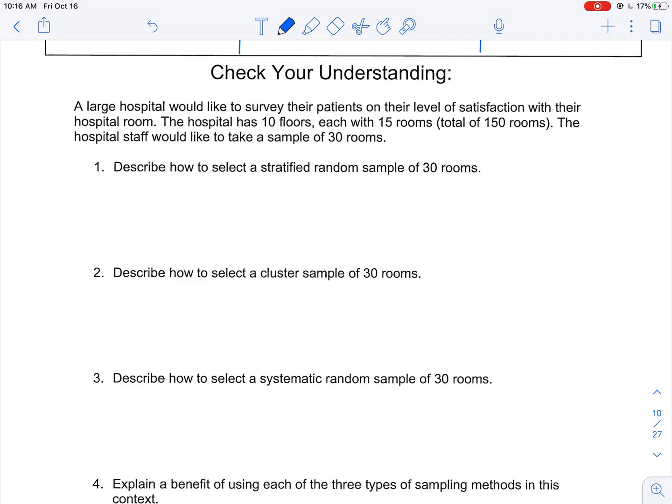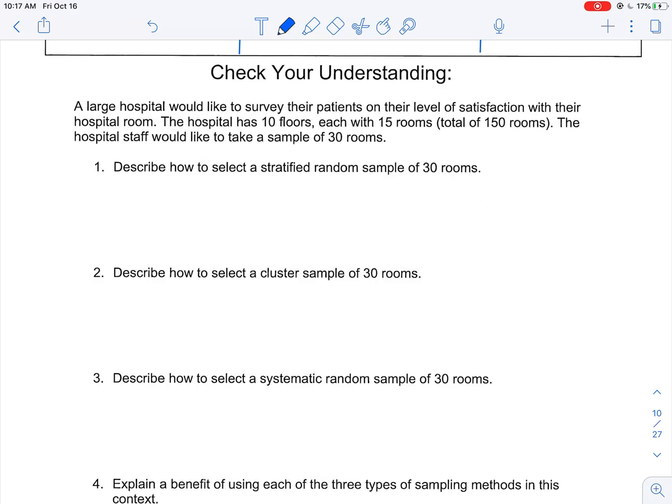All right. I'm going to give you a prompt here. A large hospital would like to survey their patients on their level of satisfaction with their hospital room. The hospital has 10 floors, each with 15 rooms. There's a total of 150 rooms in the hospital. The hospital staff would like to take a sample of 30 rooms. There are innumerable ways to do this. We're going to look at some specific ways that we can do it, both for ease, both for exposure, and both for eliminating variability.